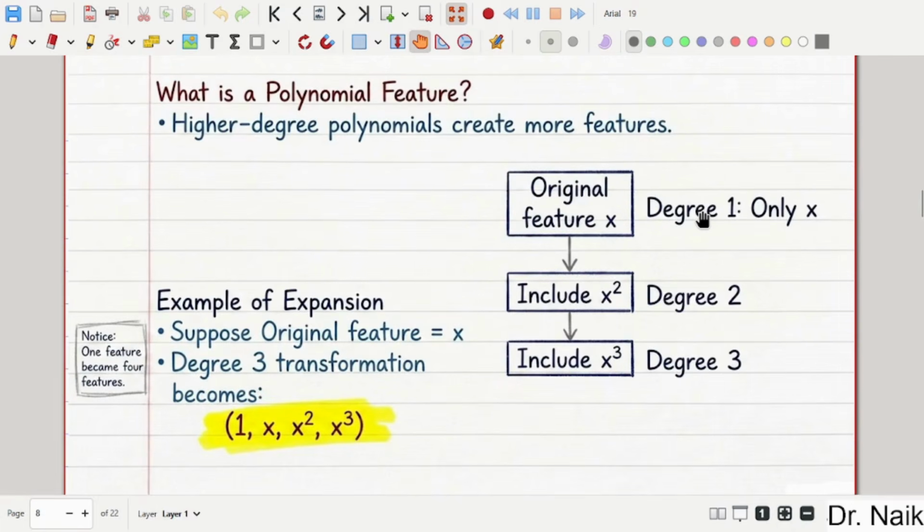What do you mean by the polynomial feature? Higher degree polynomials create more features. If the original feature is x, then degree 1 will have only x. Degree 2 will have x and x squared. Degree 3 will have x, x squared and x cubed. Suppose our original feature is x, then the degree 3 transformation becomes 1, x, x squared and x cubed.